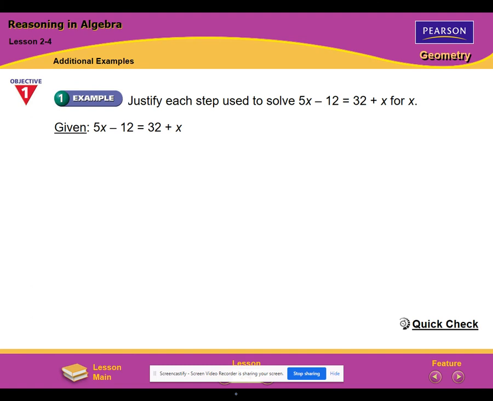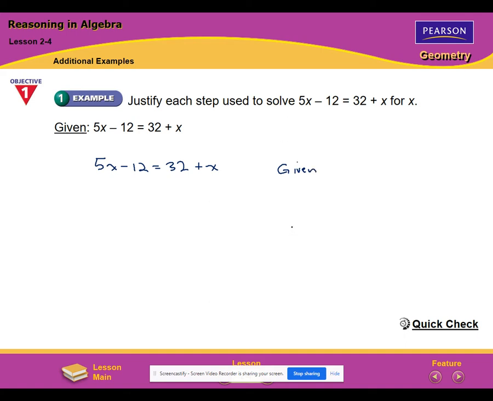It says justify each step, but here's where we begin to try to train you to say what you know on the left and then justify it on the right. This is the beginnings of proof writing right here. Justify each step. Used to solve 5x minus 12 equals 32 plus x. Okay, so this is what's given. And you can just justify that with given.